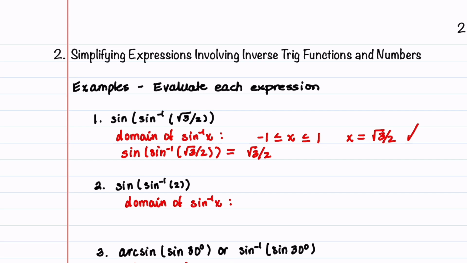For our second example, we're going to evaluate sine of inverse sine of 2. Again, our domain for inverse sine is for x ranging from -1 to 1. X in this case is equal to 2, and that is not in the domain. So because of this, we say that sine of inverse sine of 2 is undefined.